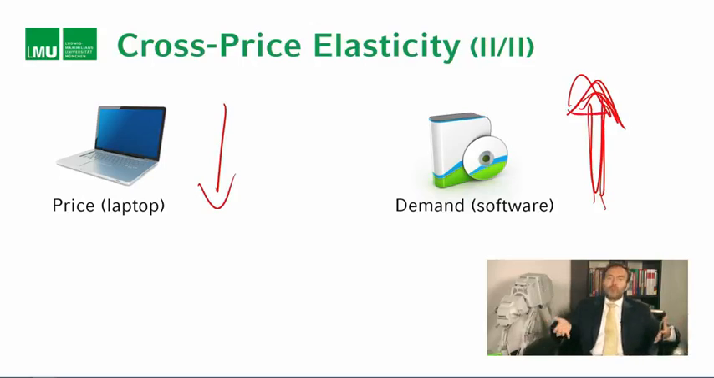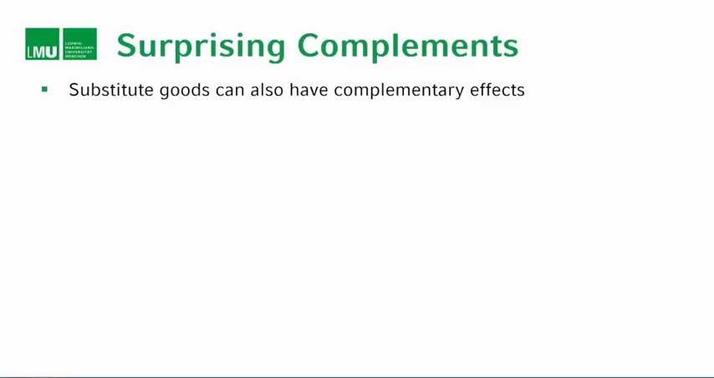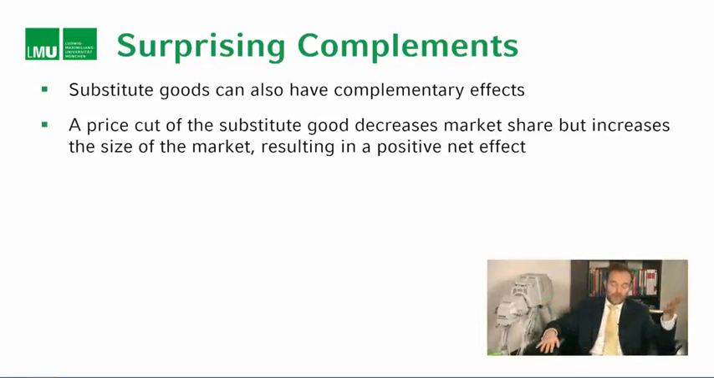So far, the complements we've looked at were fairly obvious: software and computers, skis and skiing sticks and so on. But sometimes complements can show up in the most surprising places if we look around. So even substitute goods, goods that would typically be bought either one or the other, can have complementary effects. For example, a price cut of the substitute good may decrease market share, but at the same time it can increase the size of the market, and the net effect can be positive.